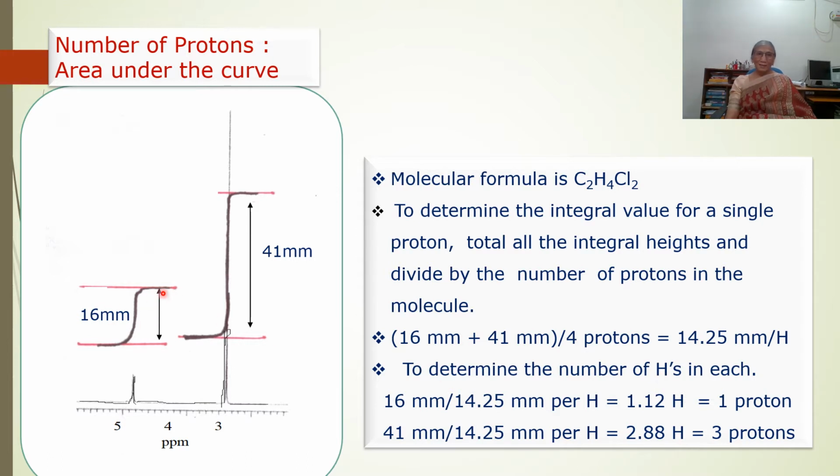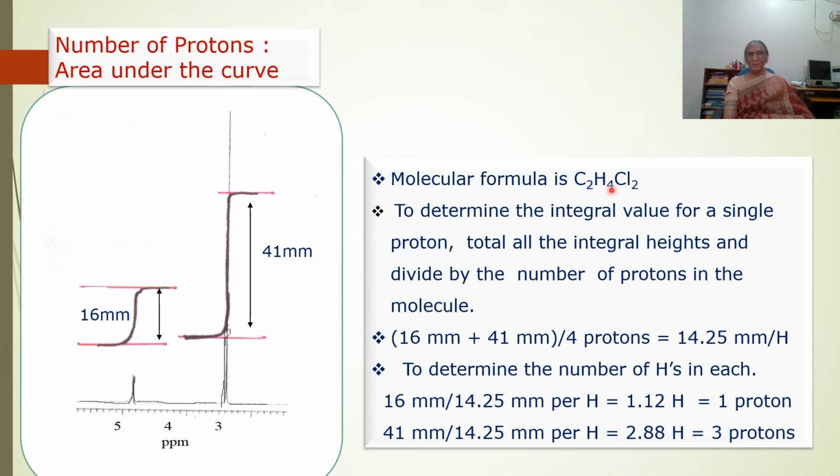That is, this signal which is close to 5 is given by only 1 hydrogen. And 41, when it is divided by 14.25 mm, it gives 2.88, that is approximately 3 hydrogens. That is, the signal which is present at the 3 delta value is given by 3 equivalent protons. So, in the formula it is given that there are 4 protons.